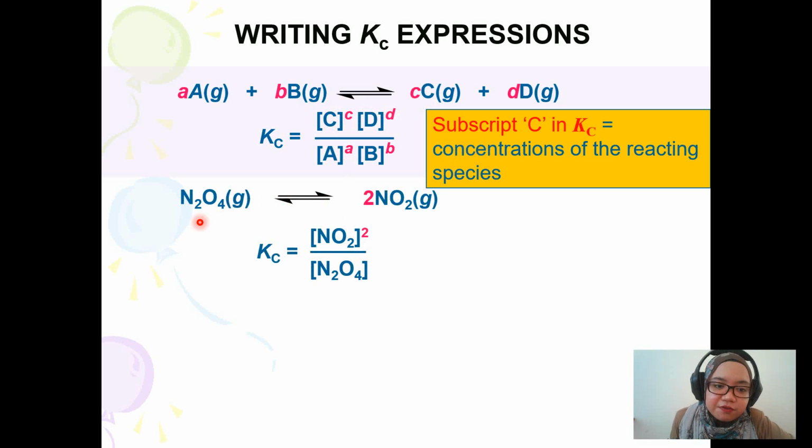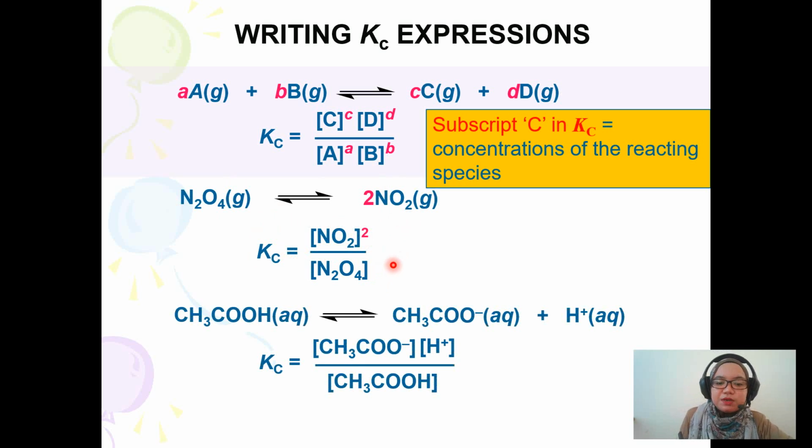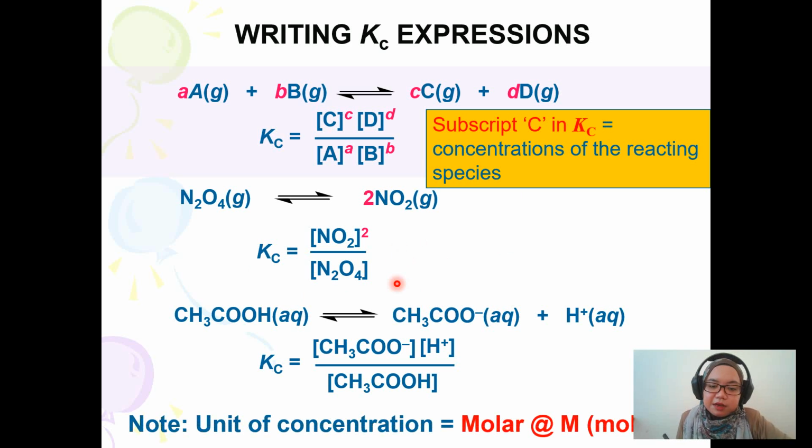So for example, we have dinitrogen tetroxide decomposed into 2 moles of nitrogen dioxide. To write the Kc expression for this reaction, Kc is equal to [NO2] squared divided by [N2O4], in terms of concentration. Same goes to this one. So this is for homogeneous equilibrium, where the reacting species are in the same phase.